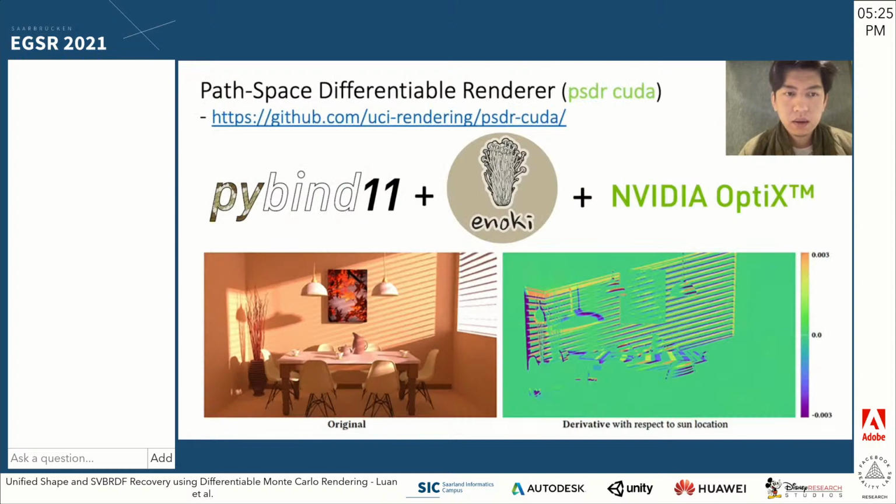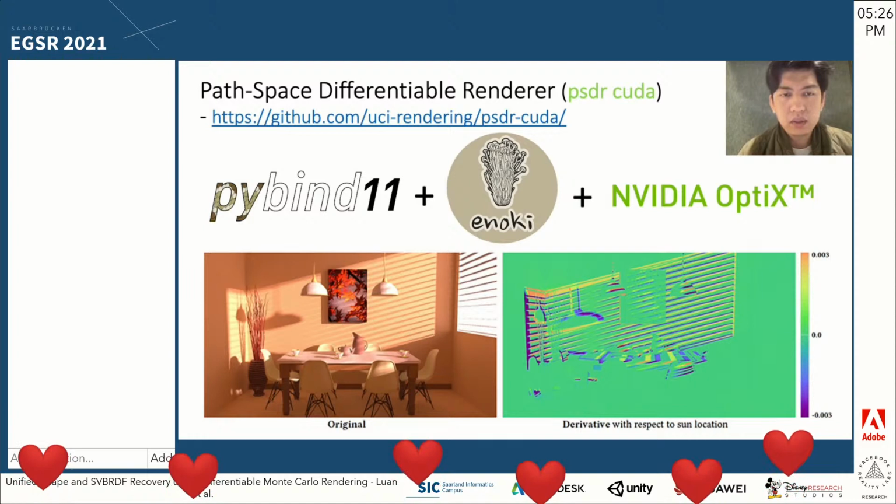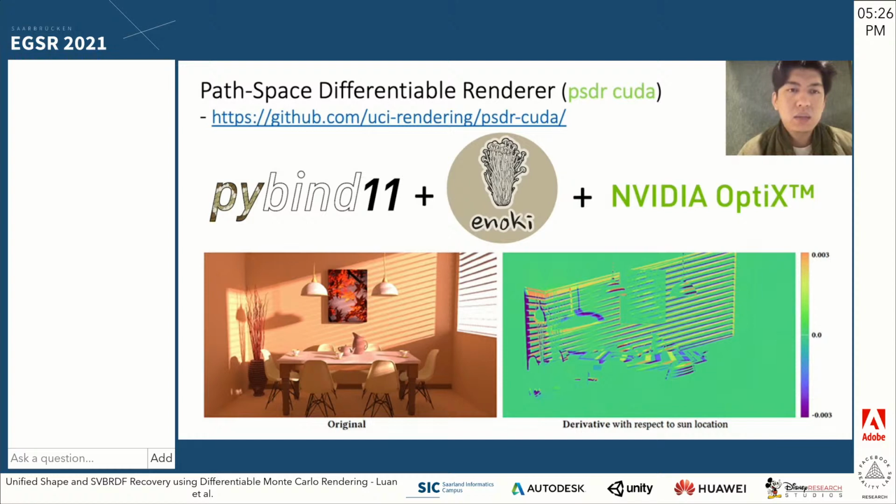The key to this project is that we have a really fast differentiable renderer called PSDR-CUDA, which is mainly developed by Professor Shuang Zhao from UC Irvine. Right now it's public and you can find it on GitHub. This renderer uses NVIDIA OptiX with CUDA acceleration and uses Enoki, an autodiff library, the same one used in Mitsuba 2. It also provides Python interfaces by combining C++ with PyBind.